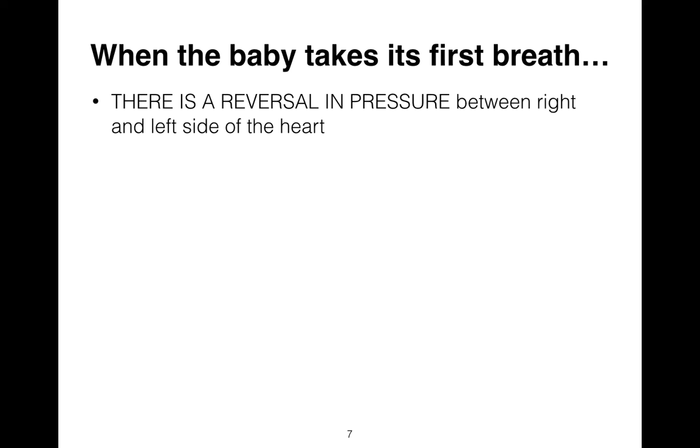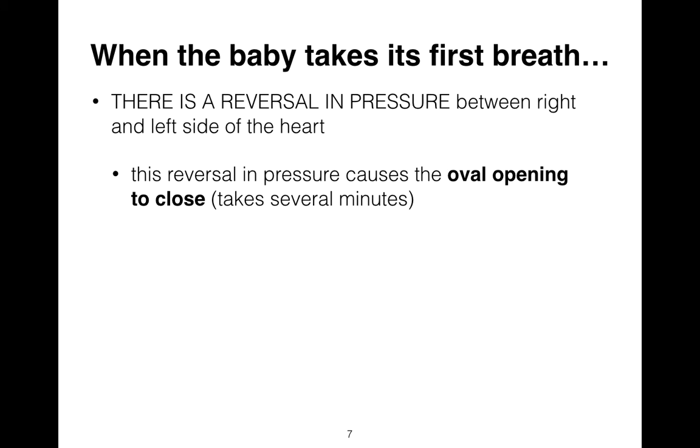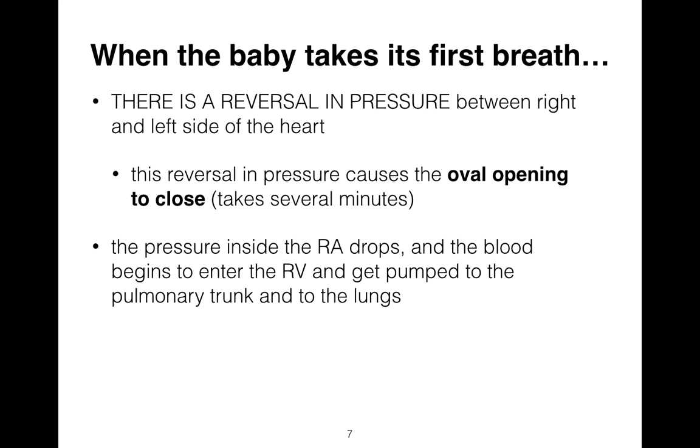Okay, so after birth, when the baby takes its first breath, there is now a reversal in pressure between the right and left side of the heart. This reversal in pressure causes the oval opening to close, and this only takes several minutes. Okay, why does this happen? Well, the pressure inside the right atrium drops, and the blood begins to enter the right ventricle now and getting pumped into the lungs through the pulmonary trunk.